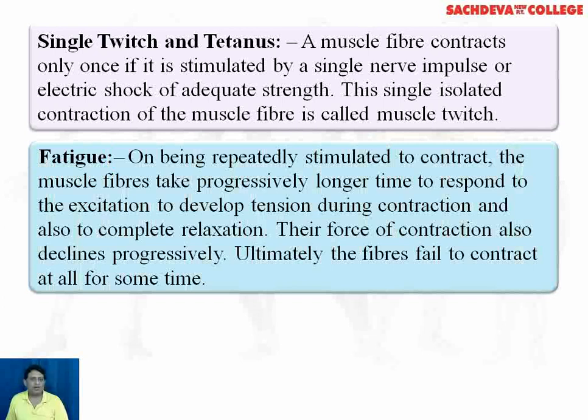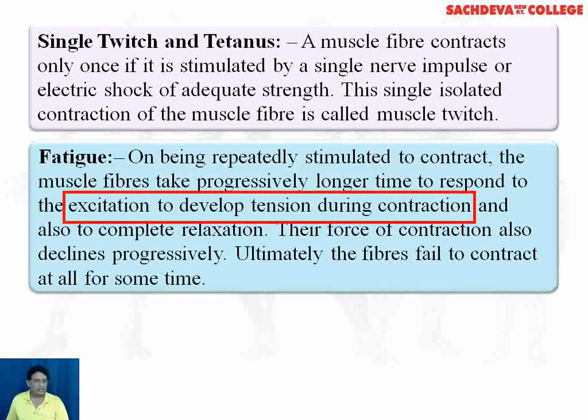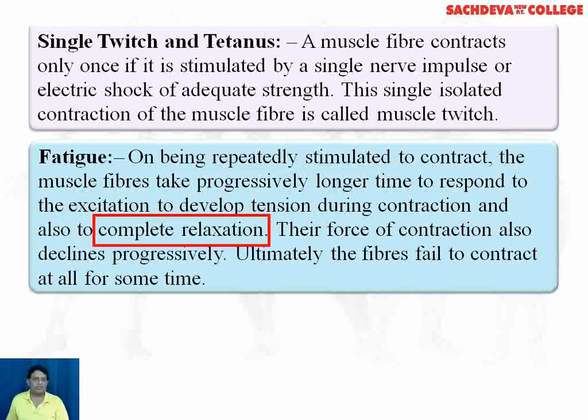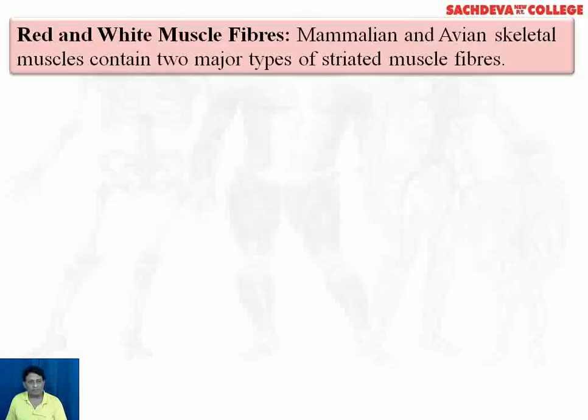Fatigue. On being repeatedly stimulated to contract, the muscle fiber takes progressively longer to respond to the excitation, to develop tension during contraction, and also to complete relaxation. Their force of contraction also declines progressively. Ultimately, the fibers fail to contract at all for some time.